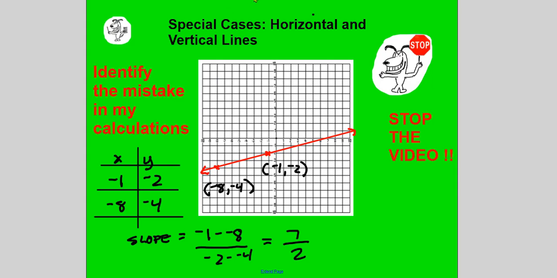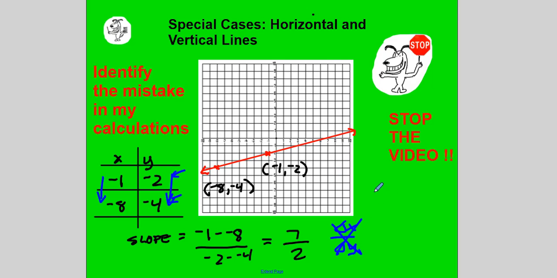Alright, let's take a look at what I've done here. So I have -8, -4, I have -1, -2. I put this here, I put this here. There's nothing wrong with that. Let's see what I did. I went -1 minus -8 over -2 minus -4. There's my mistake right there. My mistake is I took delta x over delta y. That's not what you do. You take delta y over delta x.